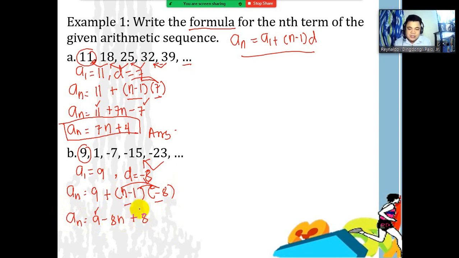Then we will combine the similar terms, 9 plus 8. So therefore, we have the formula for the sequence a sub n equals negative 8n. We have to arrange it. 9 plus 8 is 17. So therefore, this is now the formula for the given sequence 9, 1, negative 7, negative 15, negative 23, and so on and so forth. So as simple as that. If the question is asking you to write the formula, that's the process that you have to follow.